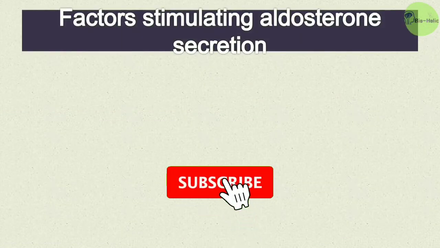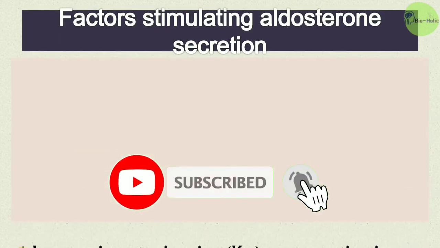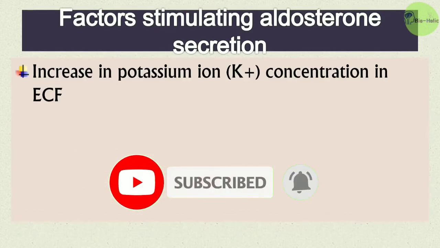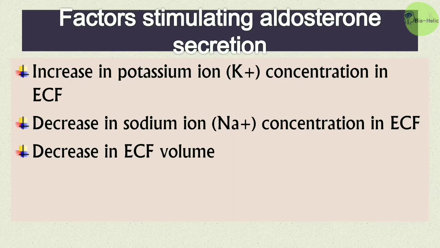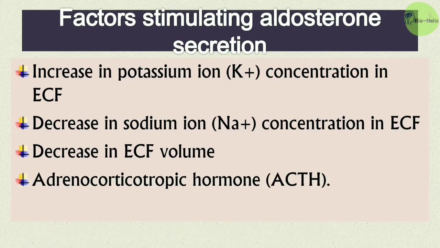So what are the factors that stimulate aldosterone secretion? If there is an increase in potassium ion concentration in ECF, or decrease in sodium ion concentration in ECF, or during decrease in ECF volume, and due to the action of adrenocorticotropic hormone of pituitary gland, aldosterone secretion is stimulated.